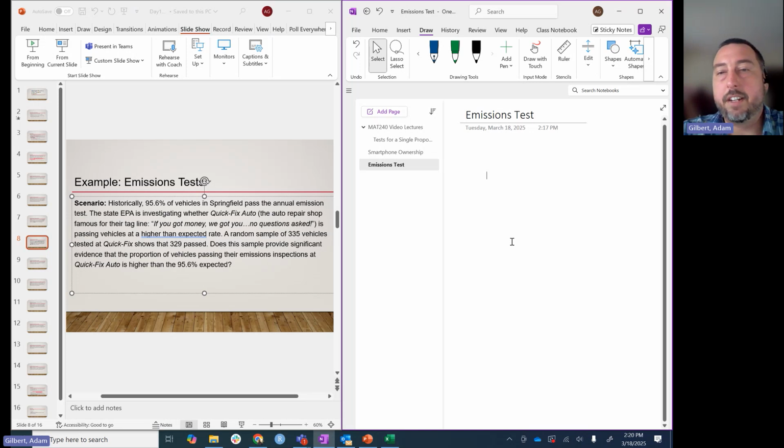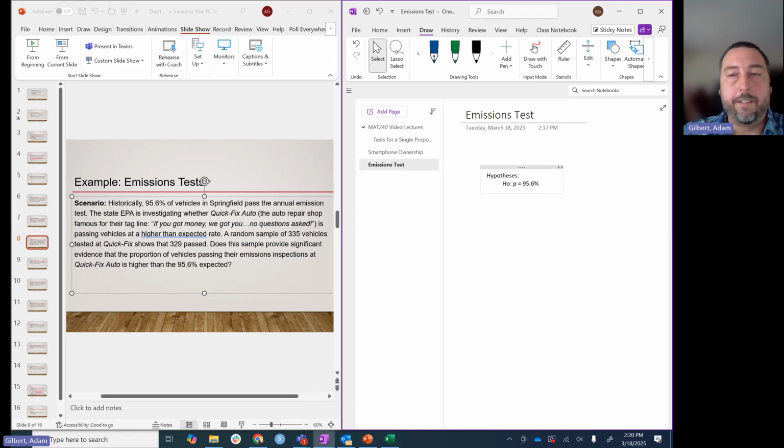Since we're running a hypothesis test, again, we're going to start with hypotheses. We will always have two of them. We'll have a null hypothesis labeled H0. Here, we're going to assume that there's nothing to see. Everything is on the up and up. That population proportion p is equal to 95.6% at Quick Fix Auto. Since we're doing math with these decimal values, we'll take the decimal form. So instead of writing 95.6%, we'll write that the population proportion of vehicles passing inspection is 0.956.